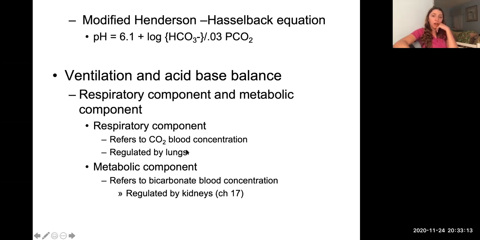Ventilation. So like I said before, we didn't really talk about the respiratory component. Oh, and I wanted to say this. The metabolic component is regulated by the kidneys. The kidneys choose whether to excrete or keep bicarbonate, and normally it should always keep bicarbonate. But in cases of metabolic alkalosis, it's going to try to get rid of the bicarbonate because there's too much bicarbonate.